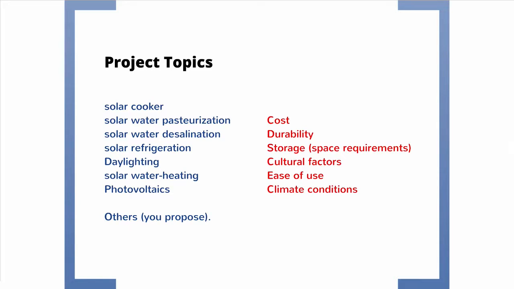I want you to think very carefully, not only about the technical part, but also about things that make sense if you're trying to make a product, right? Cost, durability. If you want this to work out in the desert, in Afghanistan, whatever, it needs to survive, so you've got to think about that. Storage, space requirements, does it need to be shipped across the world? Cultural factors, we'll talk briefly about that. Ease of use, climate conditions, whether it's in the desert or in Antarctica, whatever.